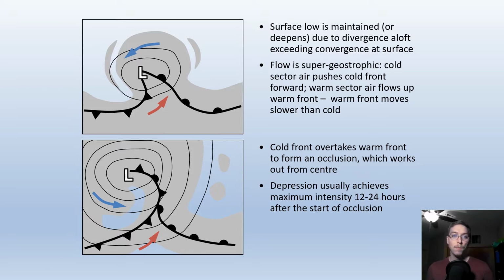In number 4, we see broader development of our cloud cover, and the cold front overtakes the warm front to form an occlusion. That's what we're seeing from the L to the point where the two meet, right here. So this feature here is the occlusion that we're talking about. It works out from the center of the front and the developing mid-latitude cyclone. The depression usually achieves maximum intensity about 12 to 24 hours after the start of that occluded front.